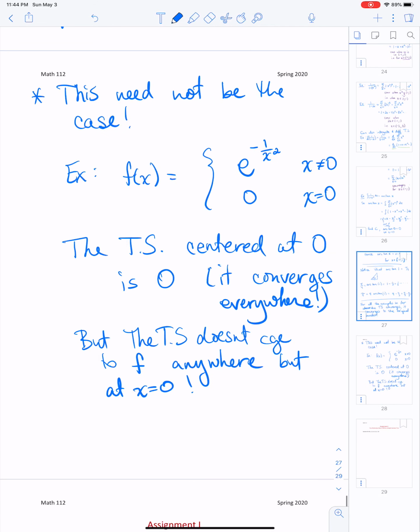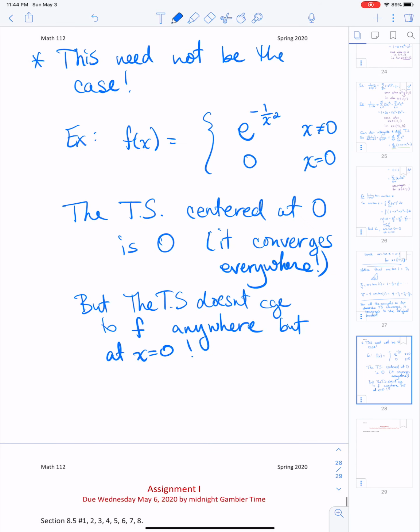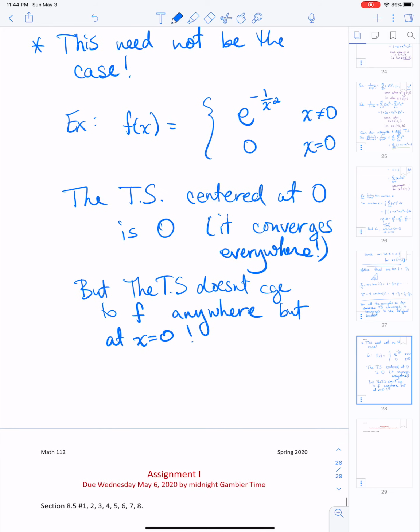This is also the subject of exercise 9 at the end of the section. I have not assigned that, but if you want to investigate it further, you can take a look at it. I thought that just the graphical description and the discussion here is sufficient for our purposes.